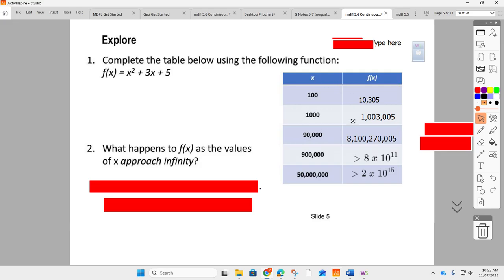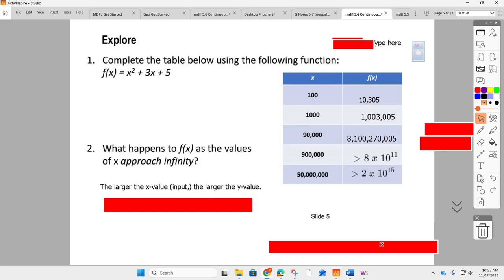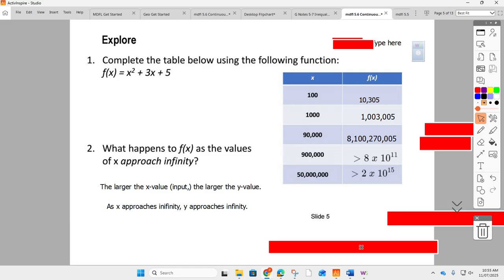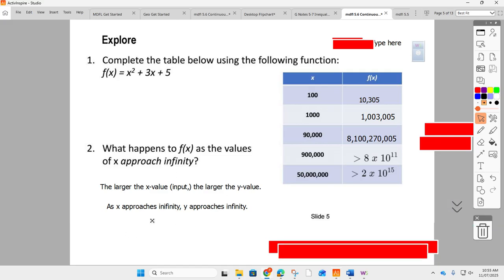They're getting bigger as well, right? Do we have any reason to believe that they're going to stop getting bigger? If we start putting in bigger x's, do we think that the y's are going to stop getting bigger? No. The larger the x value or the input, the larger the y value. So as x approaches infinity, y approaches infinity. We have no limits on what we can put in. We have no limits in the output.